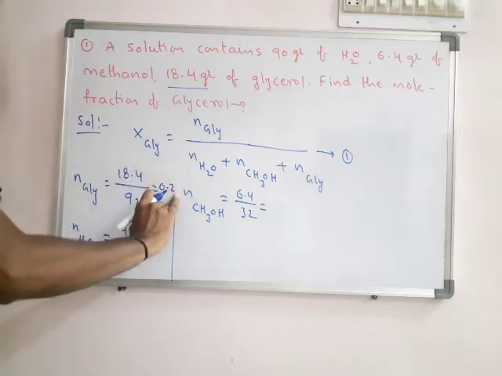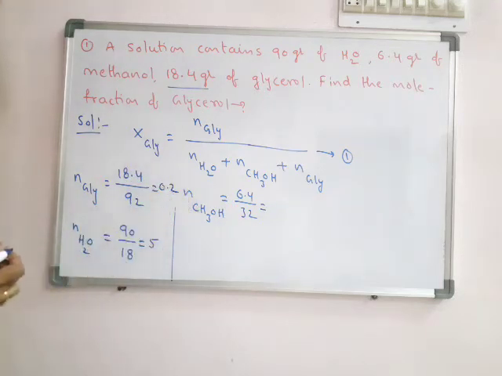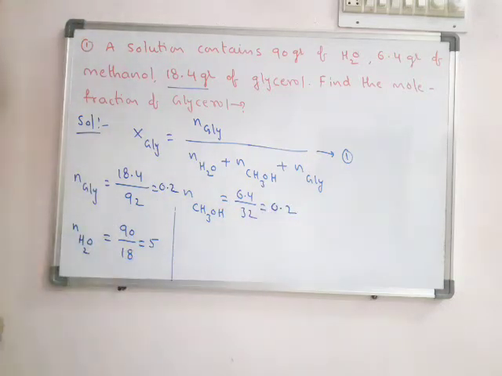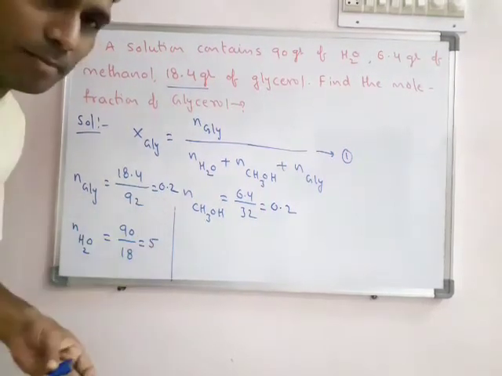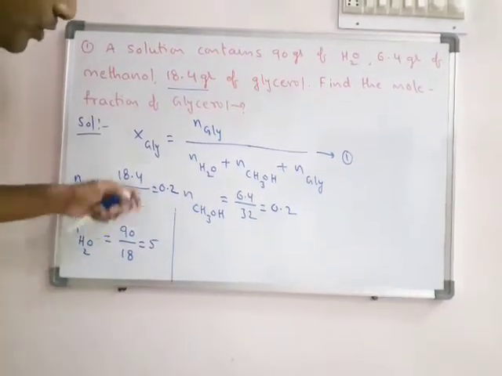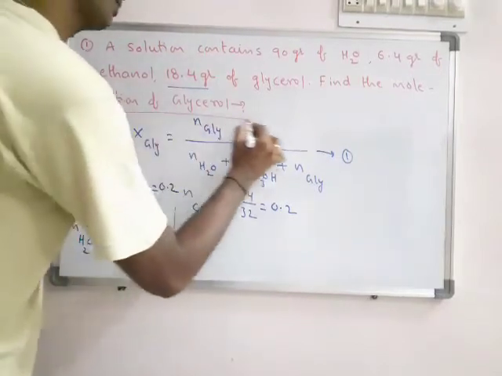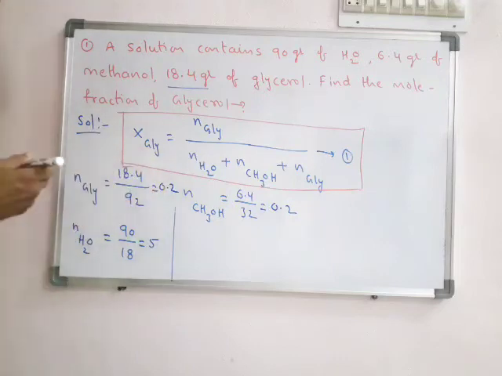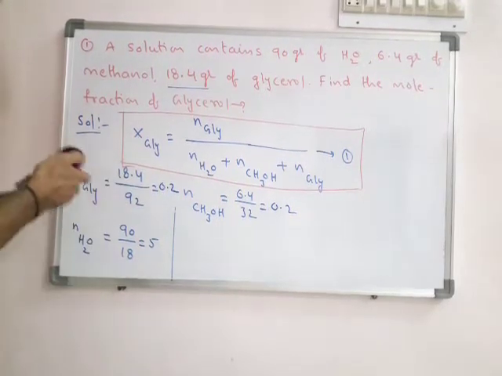Next, number of moles of methanol, 6.4 divided by 32. That's also 0.2. Okay, so these are the number of moles of 3 components. Now we substitute these values in equation 1.